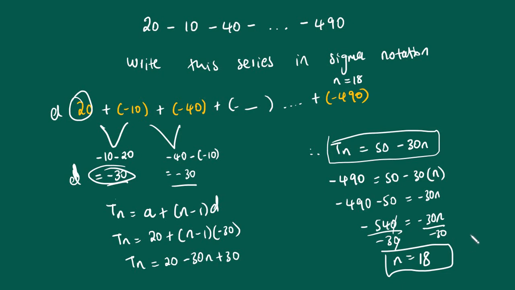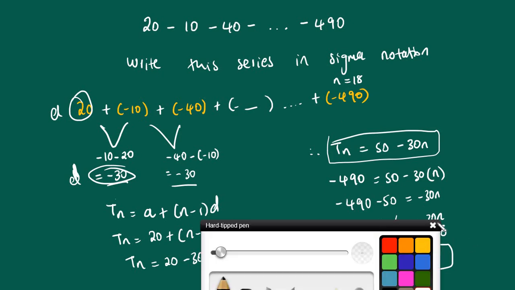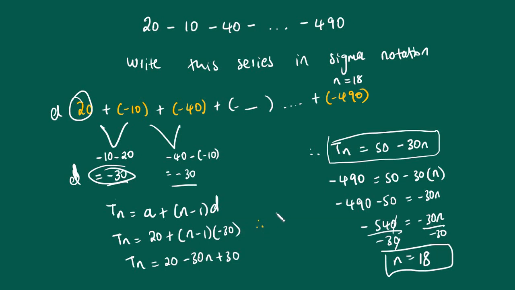So for us now to write it in sigma notation, we say, therefore, in sigma notation, it's going to be 50 minus 30n, and then here you're going to have n is equal to 1. We are starting on the first term until which term? Until the 18th term. So that's how you write it in sigma notation. I hope that we're getting this so far. It's just a matter of having your general term, finding the position, and then writing the sigma notation.